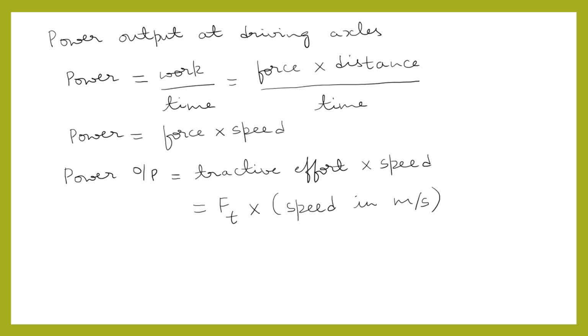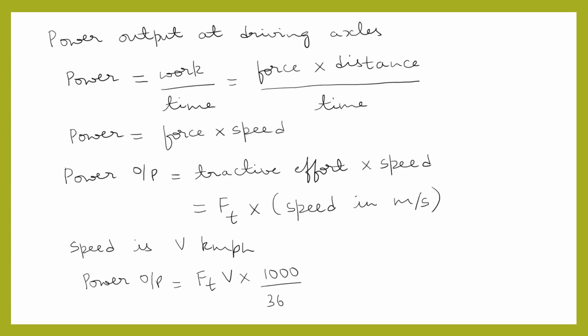So if the speed is V kilometer per hour, then the power output is given by Ft into V into 1000 by 3600 watts.